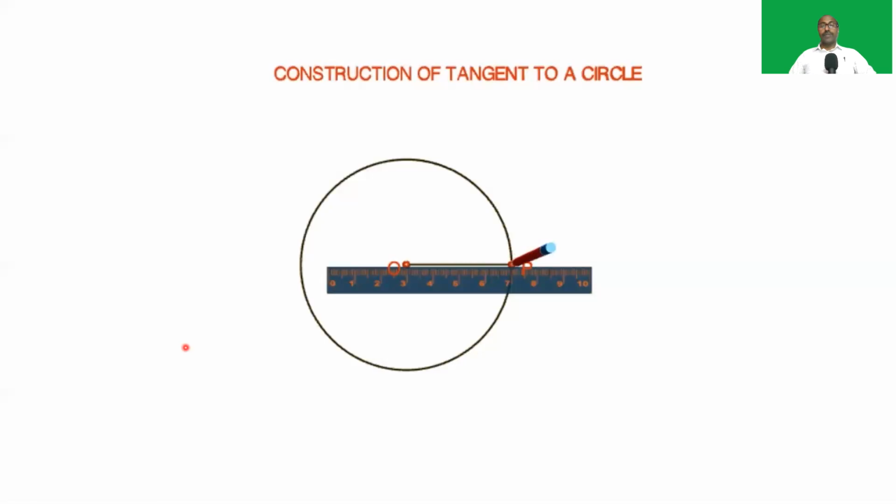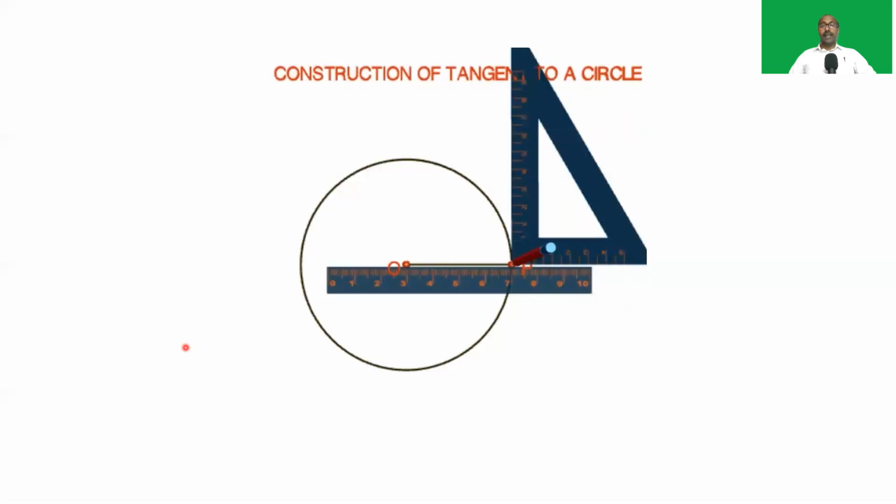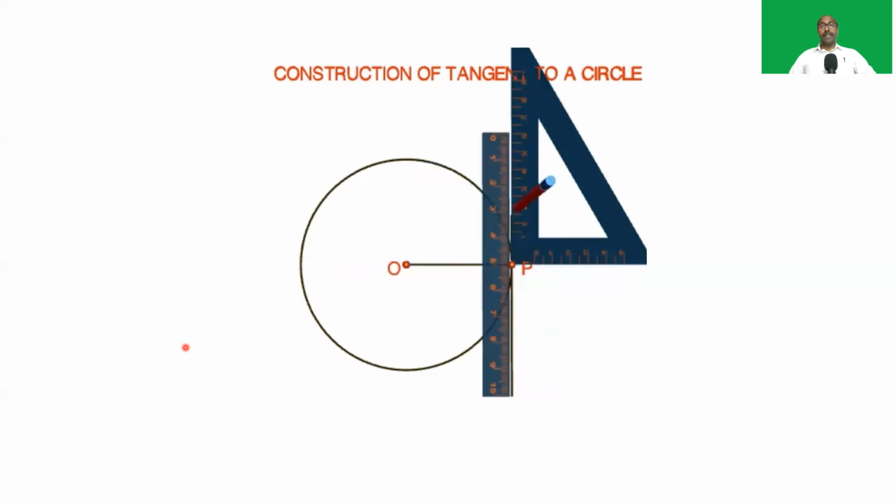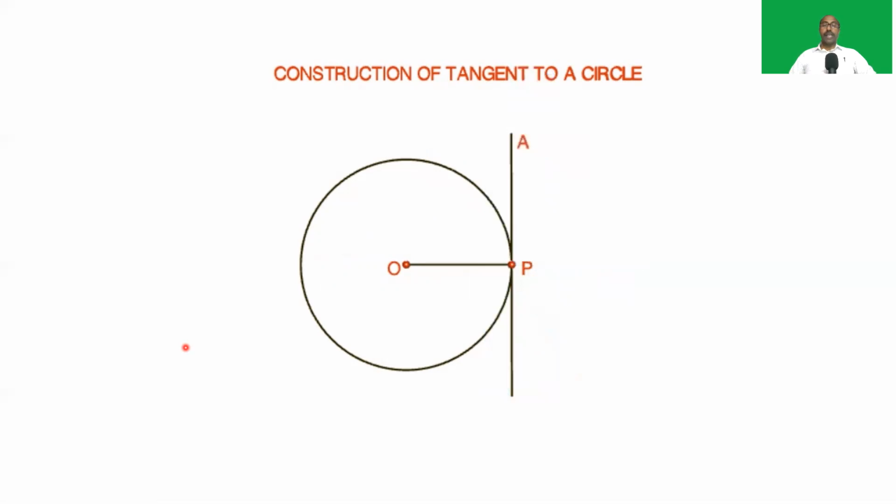And now using set square, draw a line perpendicular to OP through P. Then we get the tangent AB at P to the circle. Okay, students. In this way, we can draw a tangent to a circle.